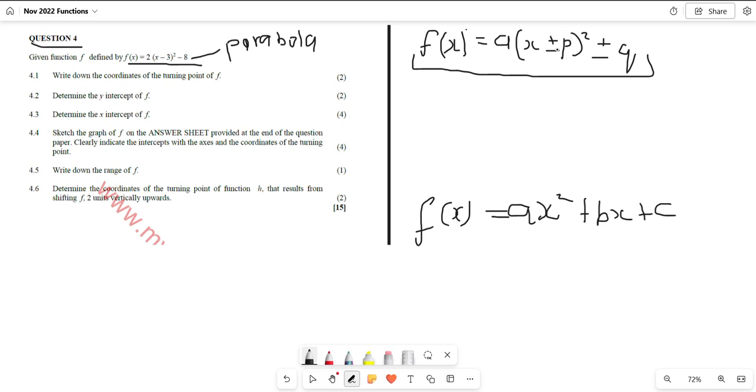Now, the p here, the value inside the bracket, is the x coordinate of the turning point, and its equation is x equals negative p. Whatever value is here, you substitute it here. This gives us the x coordinate of the turning point, the TP. And the same x value is also the axis of symmetry.